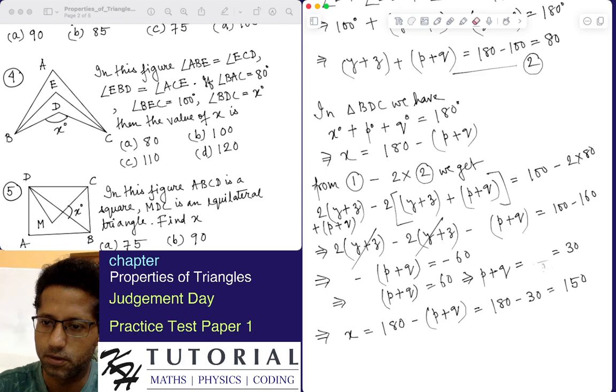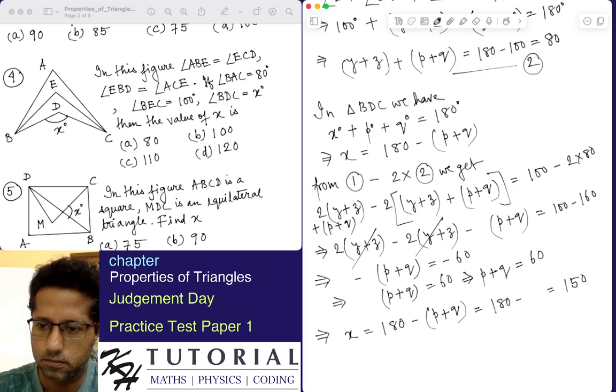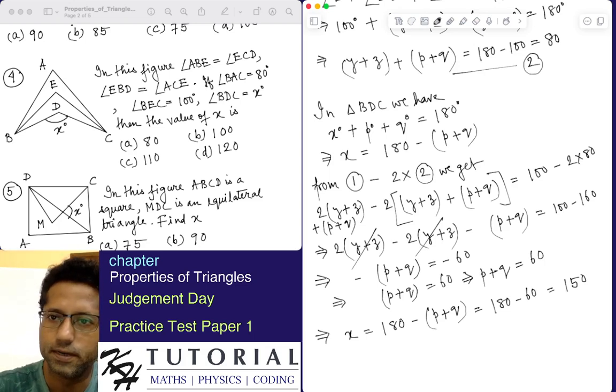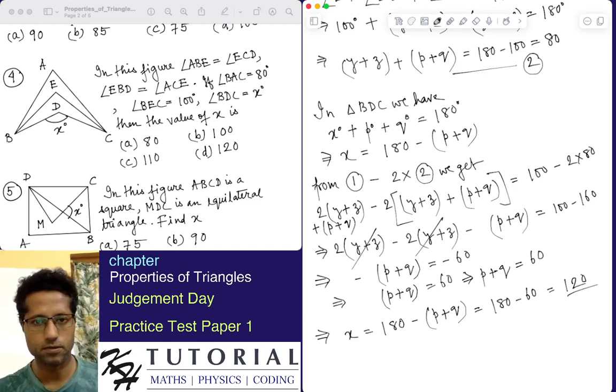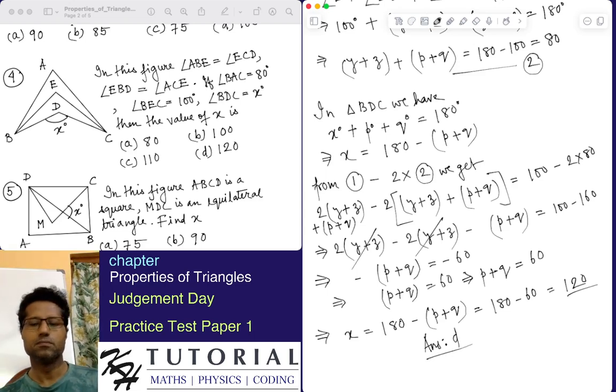P plus Q is coming to be 60 degree. Hence X will be 180 minus 60, that is 120. So X is 120. So the answer is choice D. Okay.